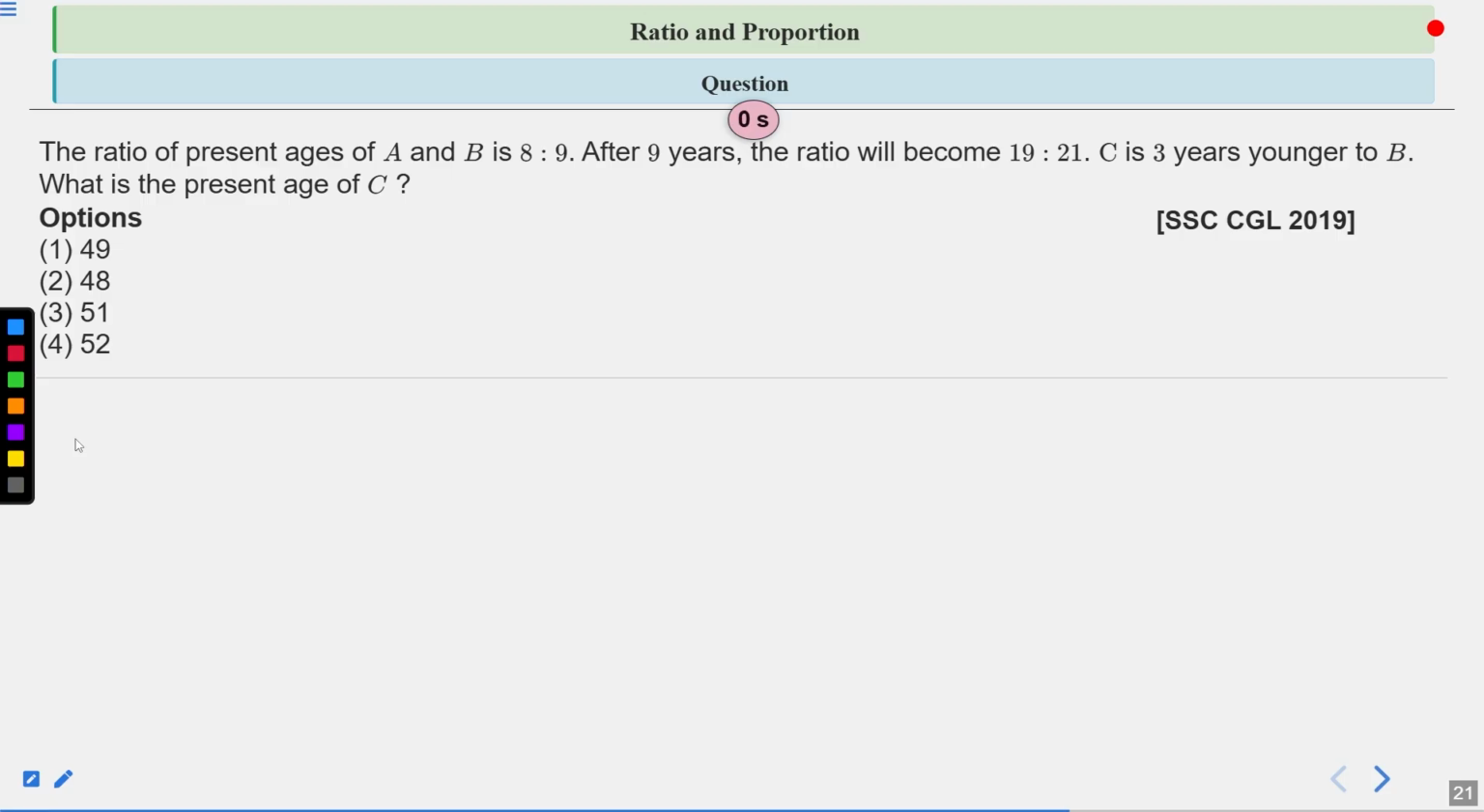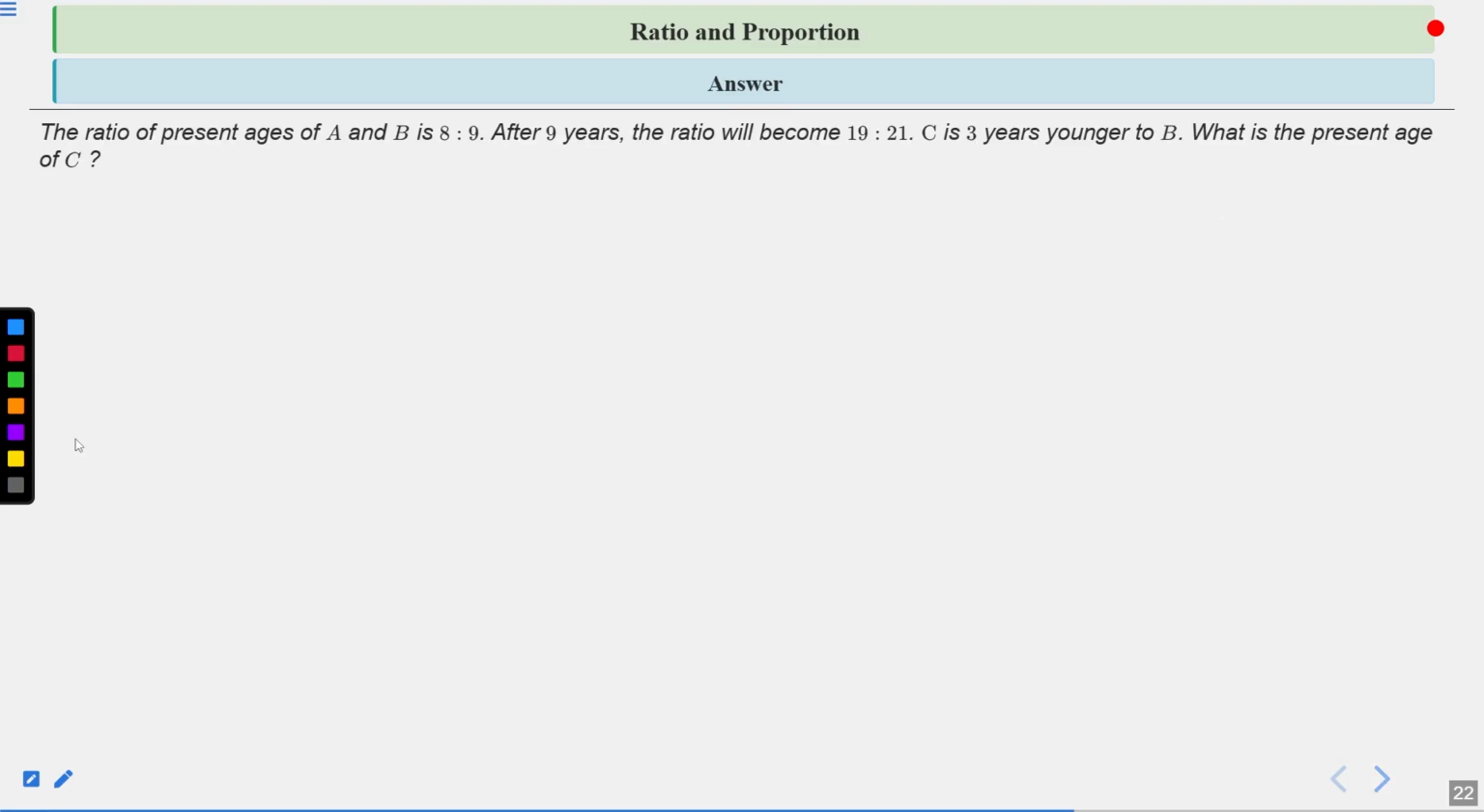Now time's up. Let's see the solution of this question. So the question says that the ratio of the present age of A and B is given, which is 8 ratio 9. After 9 years, the ratio becomes 19 ratio 21. C is 3 years younger than B. What is the present age of C? So we can calculate it. So the correct answer of this question is third one, which is 51 years. Now see the detailed solution of this question.